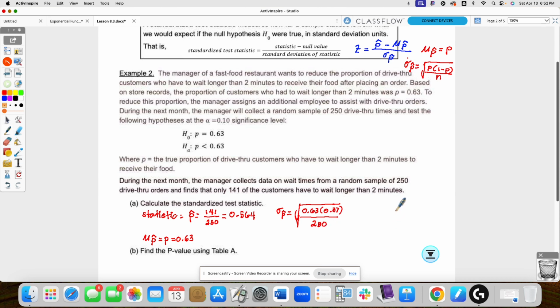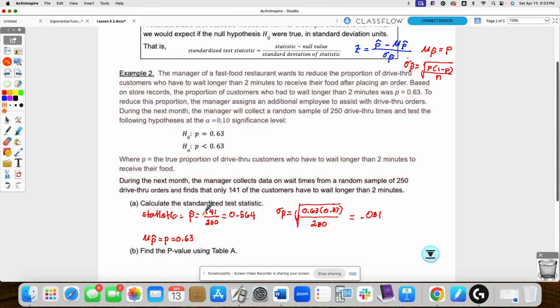So putting everything here into the calculator, we will get 0.031. Am I right? Okay, let me double check. So square root of 0.63 times 0.37 divided by 250. Okay, so that's 0.03053, so that's equal to 0.031.